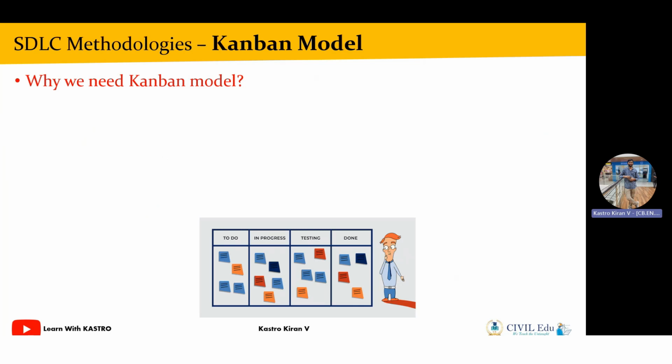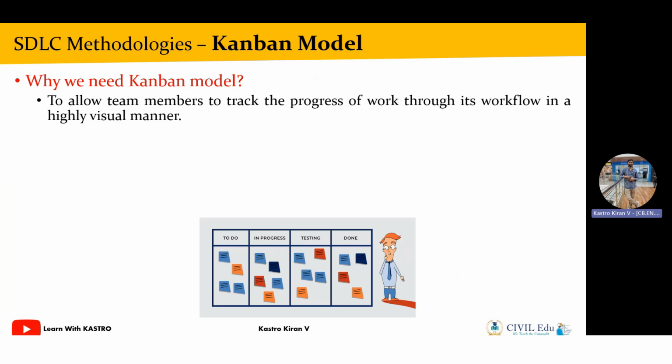Now, let us understand why we need the Kanban model. The Kanban model allows all the team members working in the project to track the progress of the work that is happening on a daily basis. This Kanban board and Kanban cards help the team members to visually see the current status of the work and the tasks that we have completed so far. So that's the need for the Kanban model.